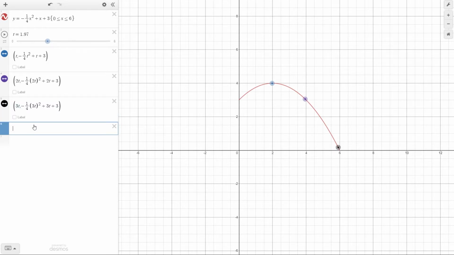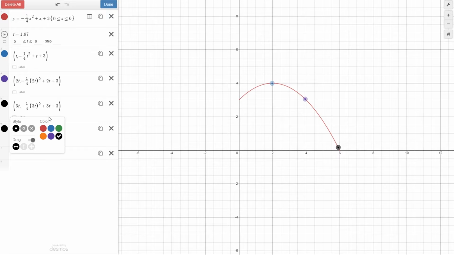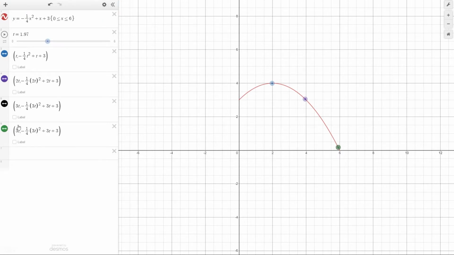In fact, let's do this. Let's duplicate this, change the color to, let's make it green, and let's do something a little odd. Let's make this, I don't know, e to the t power, okay? So I'll copy this, and I'll paste it in here. So e to the t is plugged into the function.